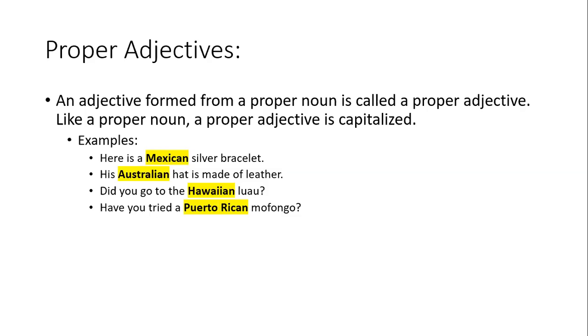Now let's look at my favorite ones. Have you tried a Puerto Rican mofongo, right? See how the word Puerto Rican, from Puerto Rico, it changes, right? We're talking about the mofongo that comes from Puerto Rico. So these are all proper adjectives. And again, you have to capitalize. Notice how Puerto Rican is separated just like the word Puerto Rico. I've noticed a lot of people writing Puerto Rican and the word is together. No, it's two words. So Puerto is capitalized and Rican is capitalized as well. Okay.